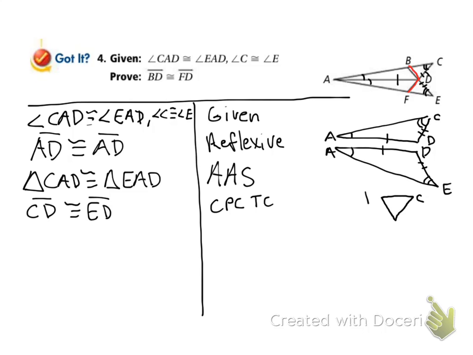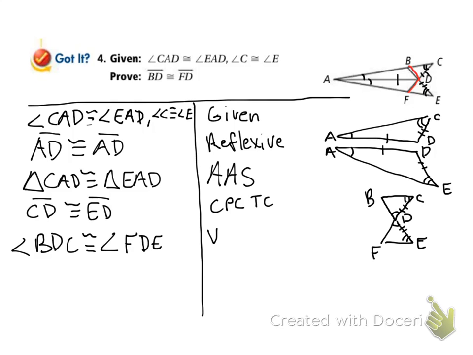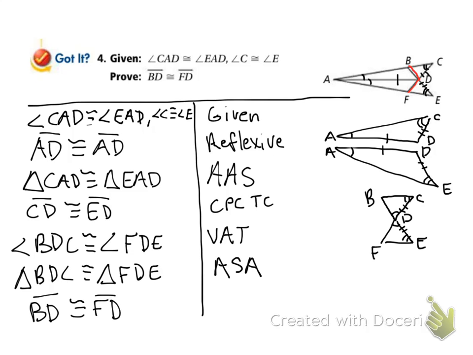Oh, whoops, I should move that D. Okay, and I'll mark what I already know. So I already know that these angles are congruent. And I've got that these sides are congruent. Then, this forms an X, so I can use vertical angles to say that these angles are congruent. So angle BDC is congruent to angle FDE by vertical angles. Now I can say that the two triangles are congruent by ASA. So triangle BDC is congruent to triangle FDE by ASA. And now I can say what I'm trying to prove, that BD is congruent to FD by CPCTC.